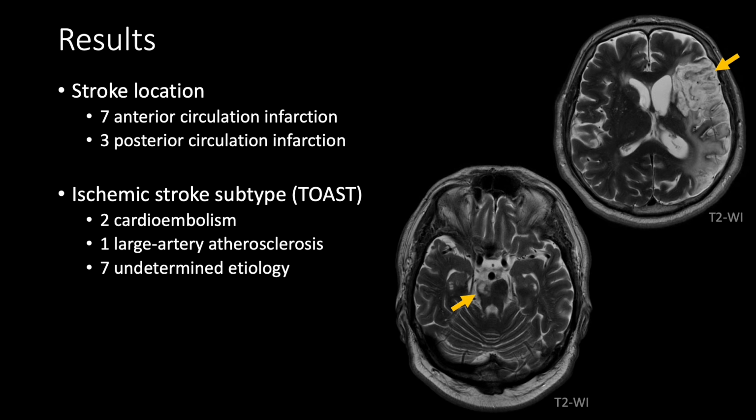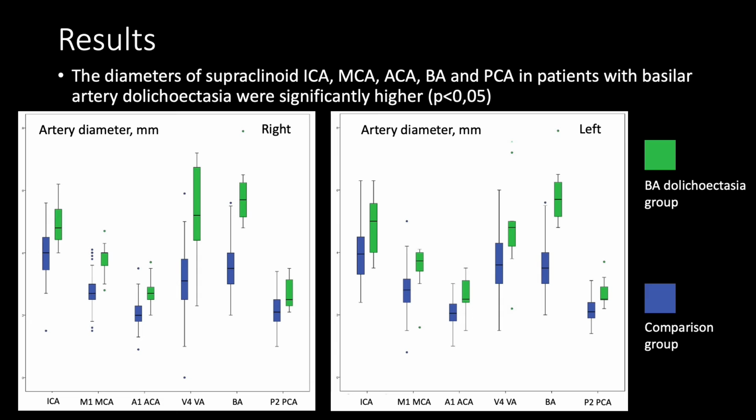In ischemic stroke patients with basilar artery dolichoectasia, anterior circulation infarction was found in 7 cases, and posterior circulation infarction was found in 3 cases. The pathogenetic variant according to the TOAST criteria was established in 3 cases, and 7 cases of ischemic stroke were cryptogenic. The diameters of all assessed intracranial arteries of patients with basilar artery dolichoectasia were significantly higher.